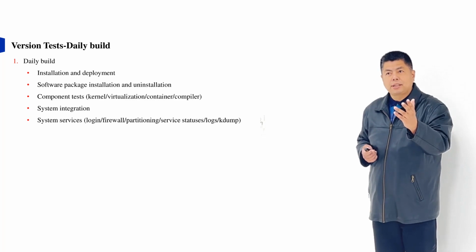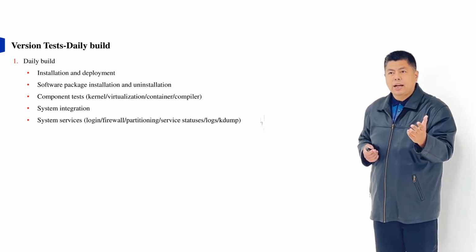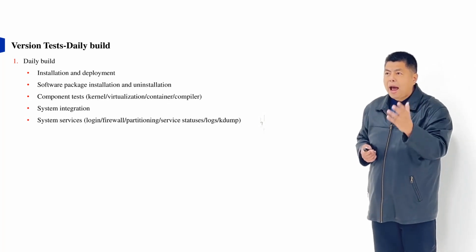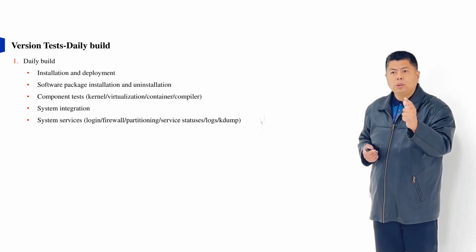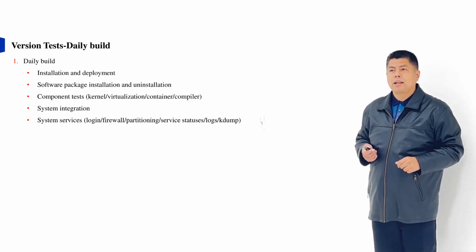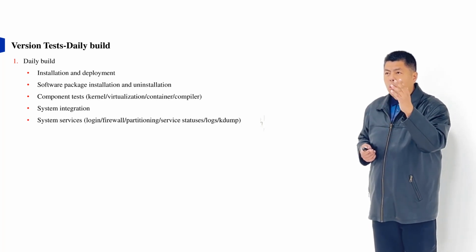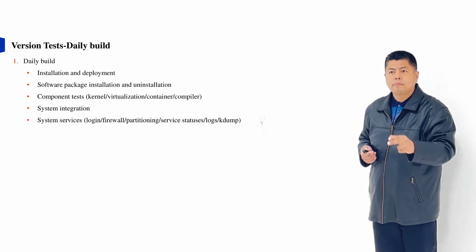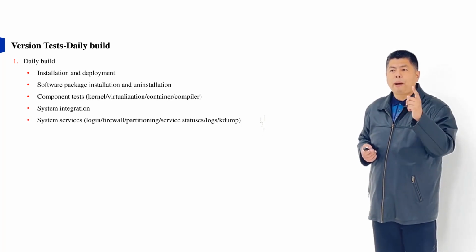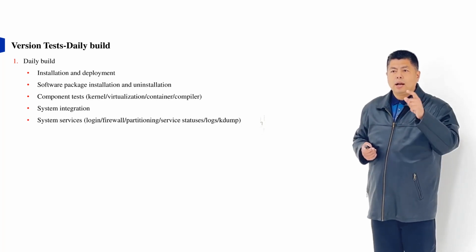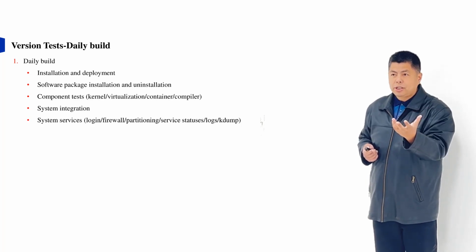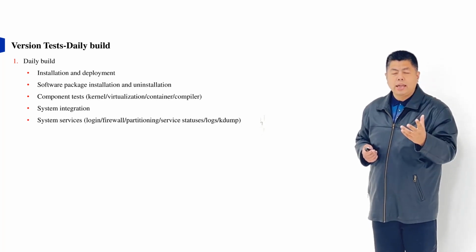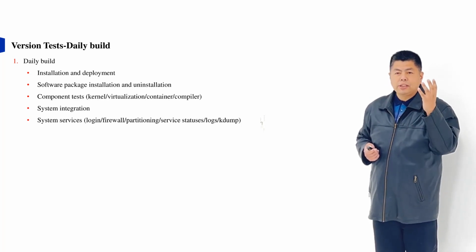We take the version test in daily build. The CI project pulls all the corresponding packages from the project repositories, compiles the packages, and then integrates and builds an ISO image of the daily build. After the build is successful, a small test of the daily build is automatically triggered. These test items include installation and deployment, software package installation and uninstallation, component tests like kernel, virtualization, container, and compiler, system integration, and system services like logging, firewall, partitioning, service status, etc.